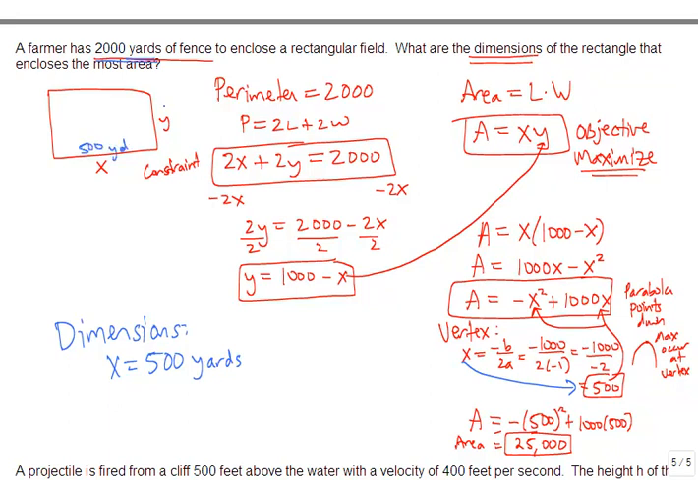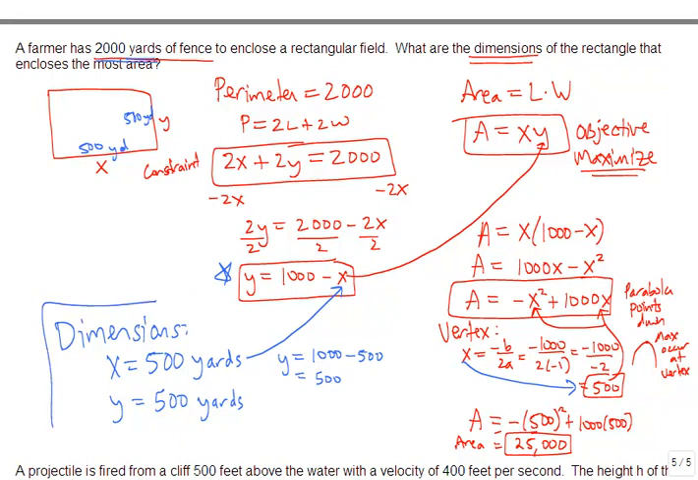And then how do we find what y is? Go back to your constraint, which is right here where this box is, and you're going to plug in 500 right there for that x. That's a quick, easy way to figure out what y should be. So if I plug in 500 for x, 1,000 minus 500 is going to stay 500. So the y dimension also needs to be 500 yards as well. So notice these x's and y's are the same. So this actually isn't a rectangle at all, it's a square. So the dimensions that are going to give us the biggest area are 500 by 500 yards. Okay?